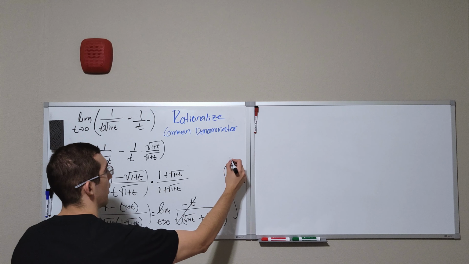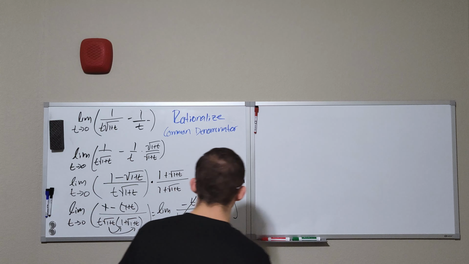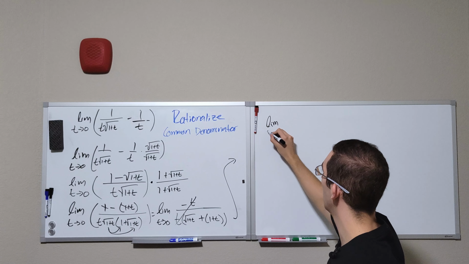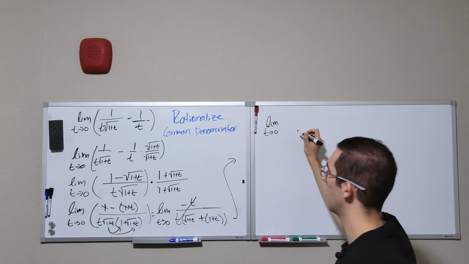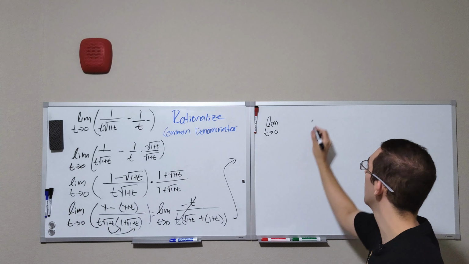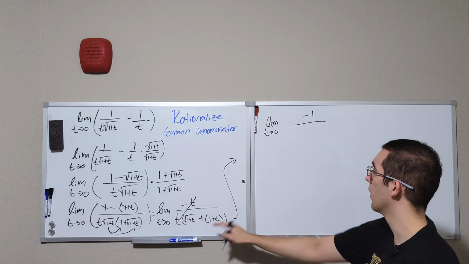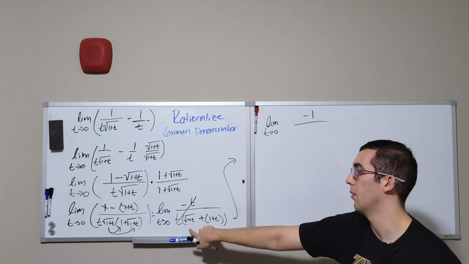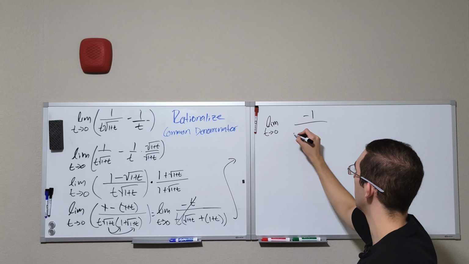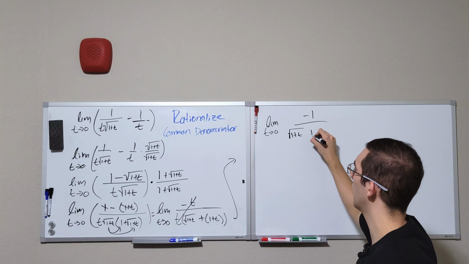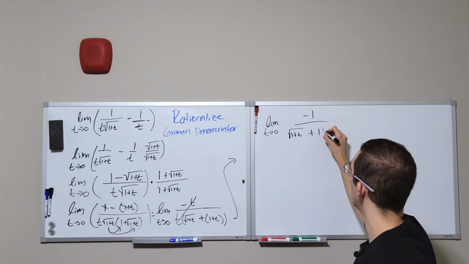Now I'm going to go over to my next whiteboard, and we're going to rewrite this. So the limit as t approaches 0. Now it's going to be negative 1 in the numerator, so we have that negative still. In the denominator, we're just going to be left with this parentheses here, which will be just the square root of 1 plus t plus 1 plus t.